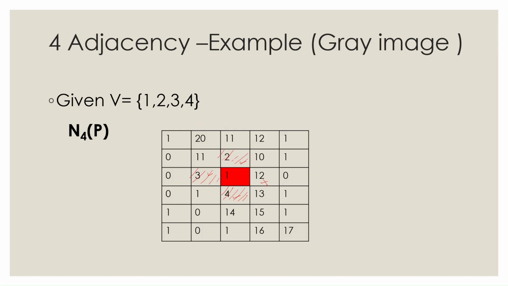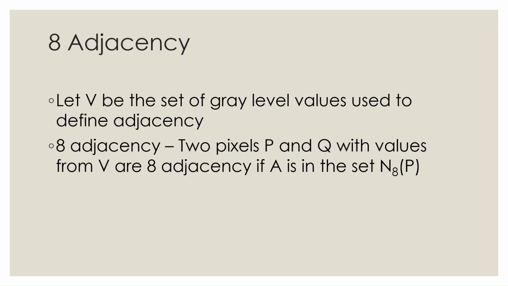Now let us understand 8 adjacency. Similarly, first we have to represent the V value, which is the set of gray level values used to define the adjacency. So 8 adjacency is defined as: whenever we have 2 pixels P and Q with values from V, they are 8 adjacent if Q is in the set N8 of P. That is, we have to consider the 8 neighbors and we have to check the values for the intensity levels in the set V.